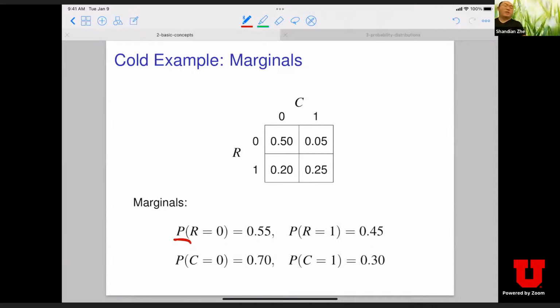Yes, exactly right. That's what we did. For R equals 0, we need to sum out all possible values that C can take. Take the first row: 0.50 plus 0.05, that's where we get 0.55. For R equals 1, we marginalize out the C values when R takes 1, which is 0.20 plus 0.25, which is 0.45. Similarly, you can compute the marginal probability for C, just by summing over the columns.